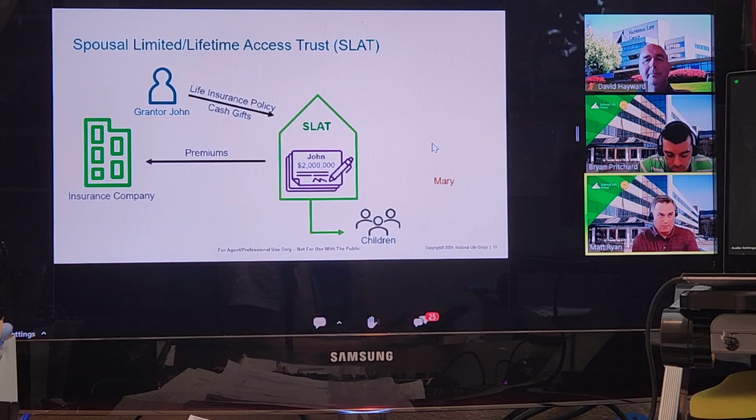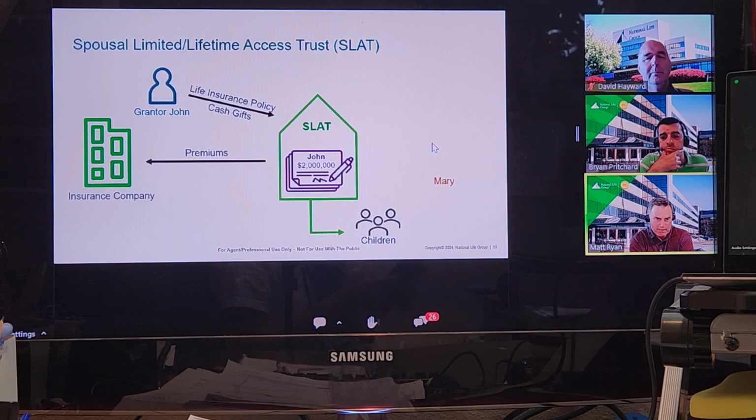Let's take a look at a spousal lifetime access trust, or SLAT, fancy name, right? It is an irrevocable trust, and it is kind of like an irrevocable life insurance trust, except it has special provisions for the beneficiary, for Mary, during her lifetime. In this case, John's going to be the grantor, so he's going to create the spousal lifetime access trust. Mary, however, is going to be the trustee, and she's going to be the beneficiary while John is alive, along with the children. Because Mary is both the trustee and the beneficiary, this type is referred to as a spousal lifetime access trust.